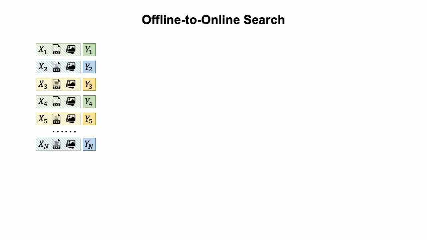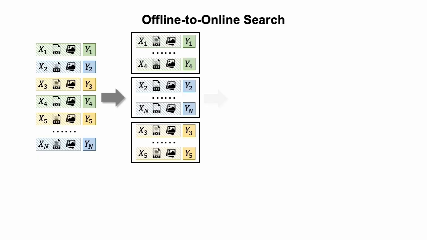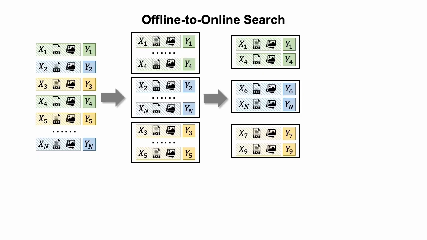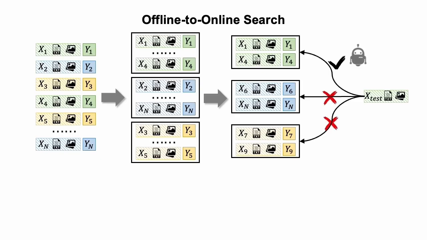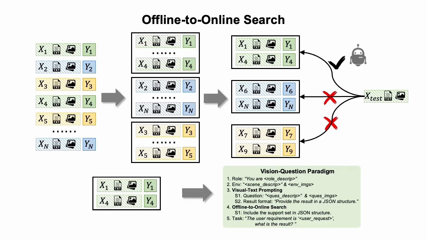We propose an offline to online search method to identify the optimal informative support set. Starting with a database of n examples, we categorize them into groups based on their characteristics. Next, we calculate the information entropy for each group and select demonstrations with the top k highest information entropy values from each group. During a user interaction, when given a test input, we initiate a conversation with the agent to determine its group index, then select this group as the final support set for the vision question paradigm.